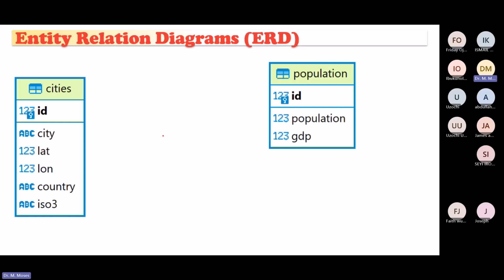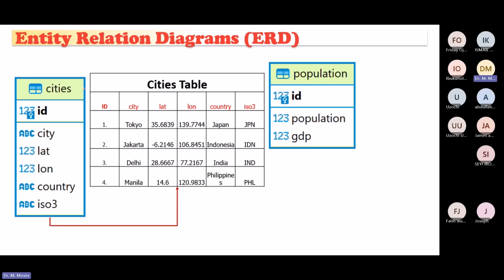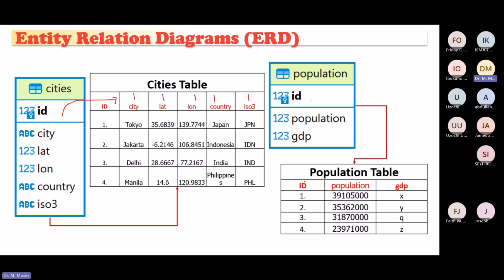So we gave an example of two tables, a table called cities to store data about cities, and then another table called population to store data about population. And we say based on this entity relation diagram, we can automatically translate it to a table. How? Each of these fields or attributes or properties translates to columns in our table. So ID becomes a column, the city name, the latitude, the longitude, the country, and the ISO 3-character code for the city. Likewise, in our population table, each of these becomes a column.